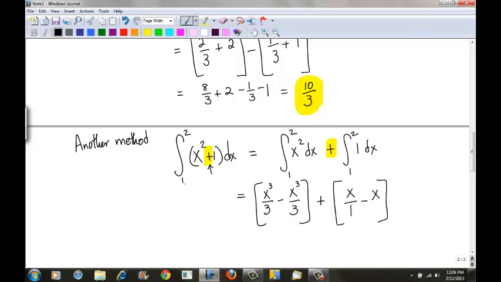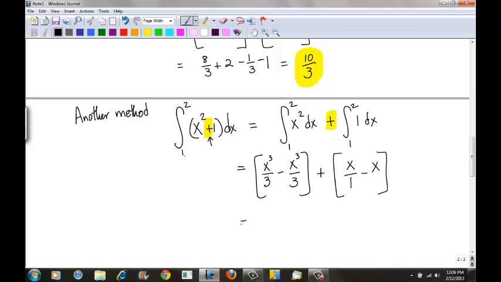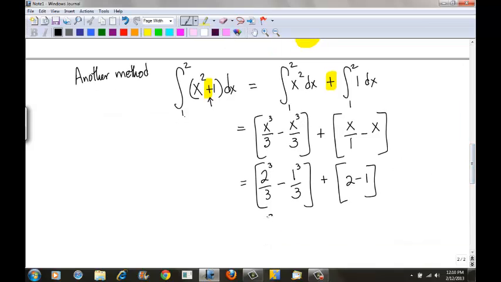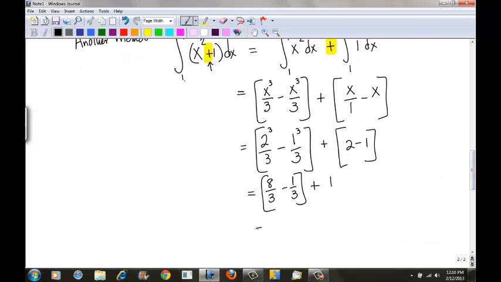Okay. And now you still do the top number first. So 2 cubed over 3 minus 1 cubed over 3. And then plus, this would be 2 minus 1. So we'd still end up with 8 thirds minus 1/3 plus 1. So that's going to be 7 thirds. 7 thirds plus 1, it'd be 3 thirds. And I still end up with 10 thirds.